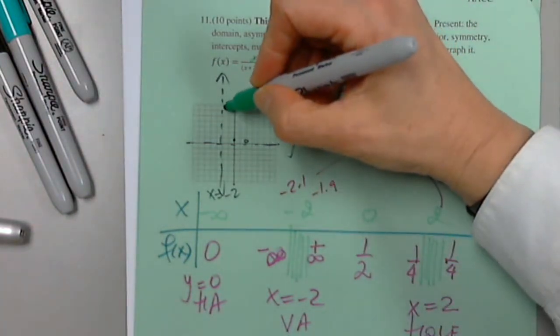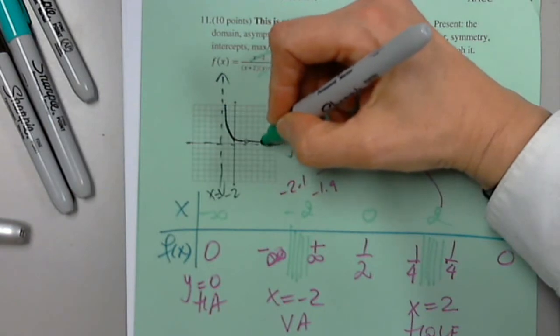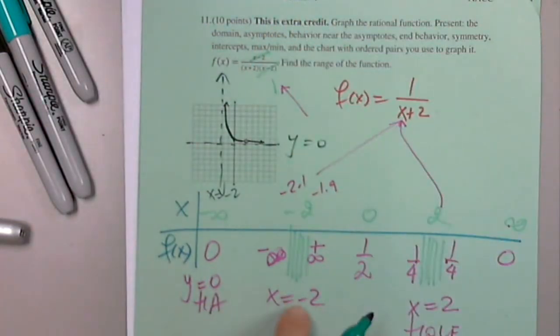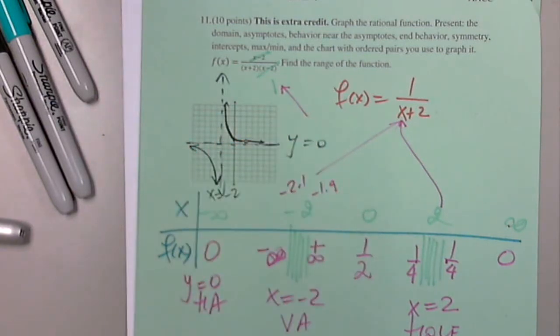So from positive infinity, crossing, I don't know why I didn't start from the left, I'm sorry. I had no reason to start in the middle. So from 0 down to negative infinity, from positive infinity crossing the y-axis at 0.5, going through the open point 2, 0.25, and approaching 0 eventually. Any questions?